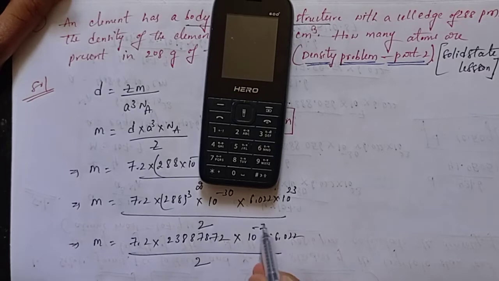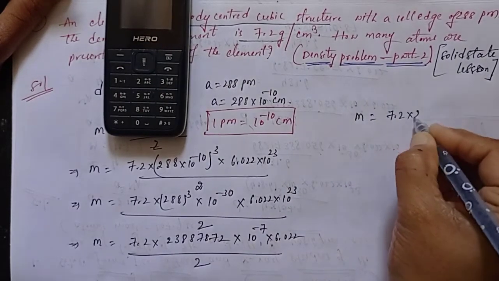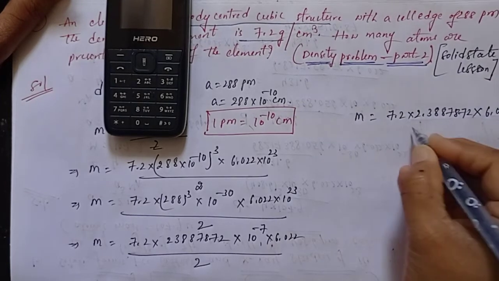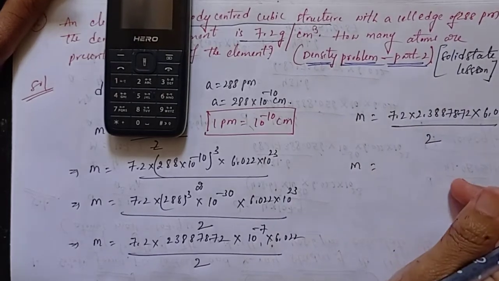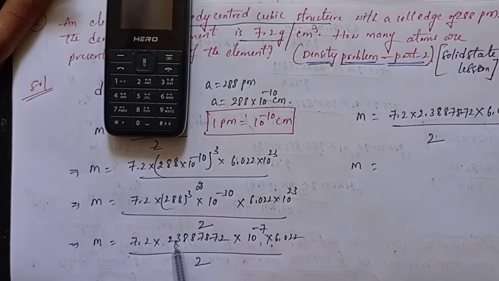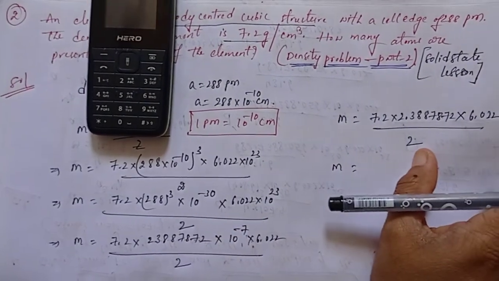To cancel 10 power minus 7, I am taking 7 digits after the decimal point: 1 2 3 4 5 6 7. So M is equal to 7.2 into 2.3887872 into 6.022, whole divided by 2. On the left-hand side you have to move the decimal point after 7 digits, that's why we take 2.3887872. Here 10 power minus 7 is cancelled. This is the molecular weight.